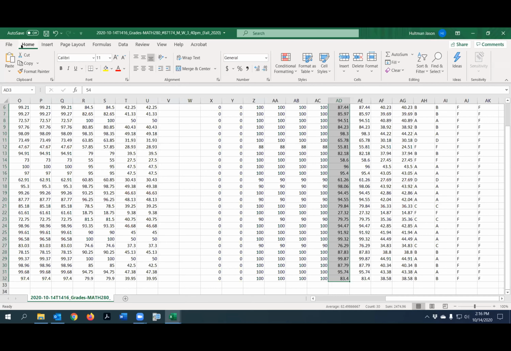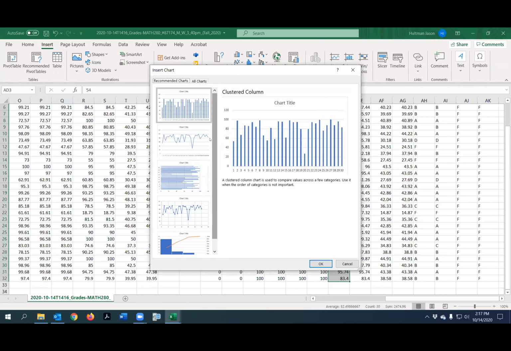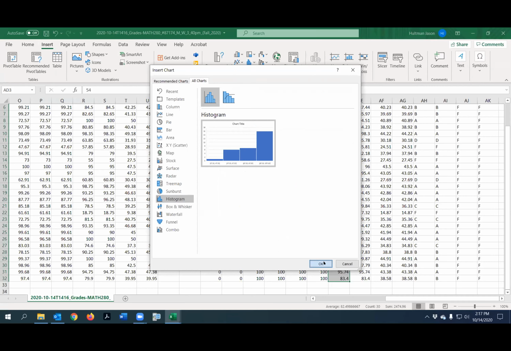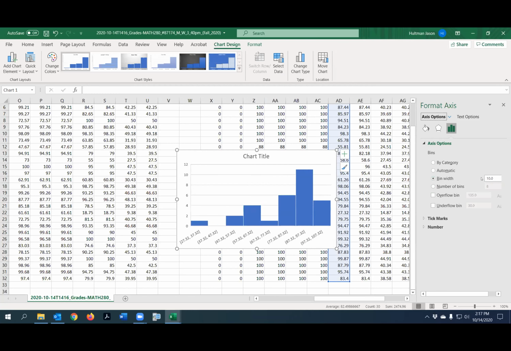Because if you look at this one, let's insert a chart for this one. Do the same thing that we did before. Let's create a histogram. Okay, and we're going to click OK on this one. I'm going to change the bin width. Bin width here is 20. I want it to be 10. Okay, so a bin width of 10. You're going to see the difference.